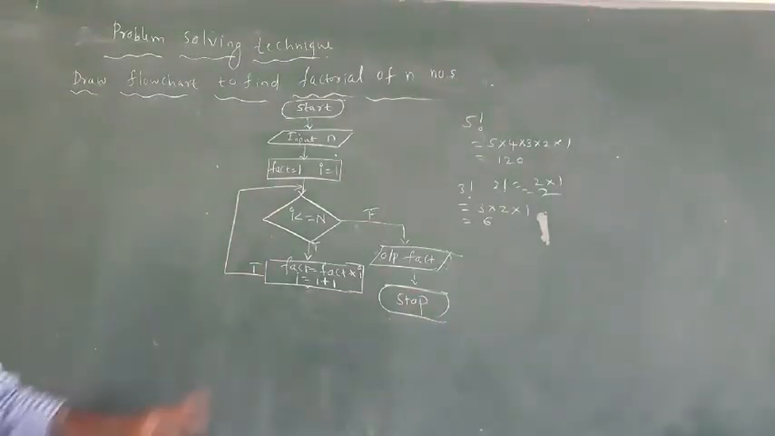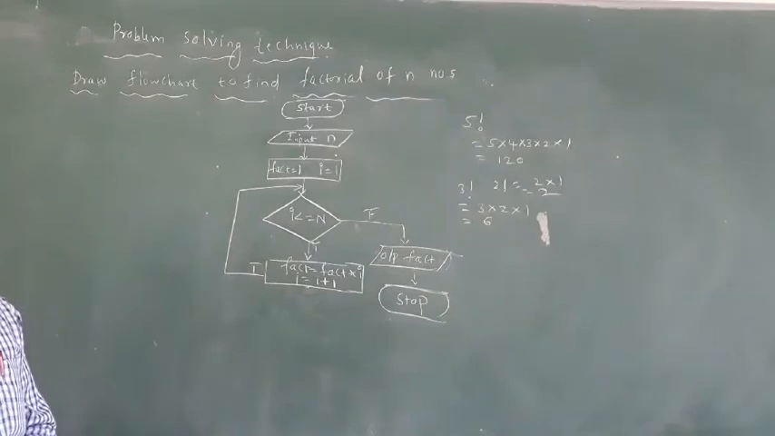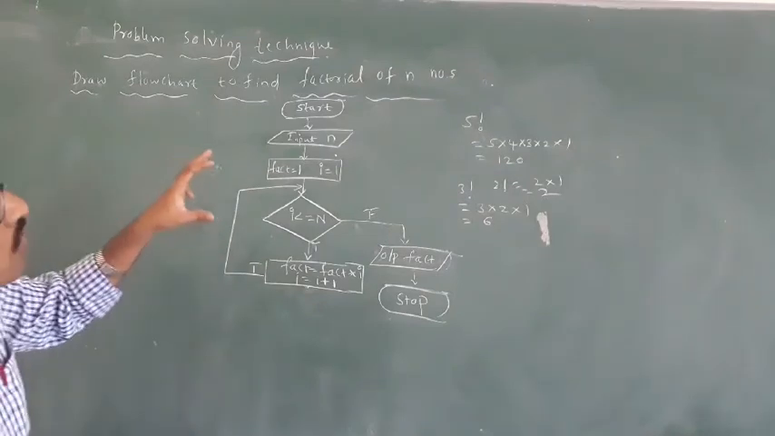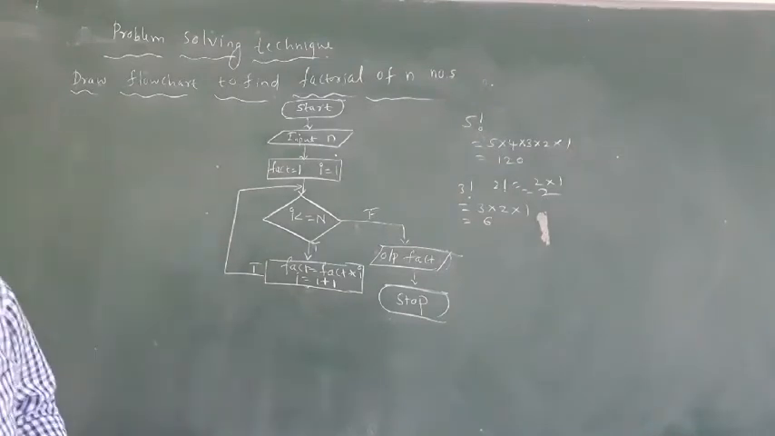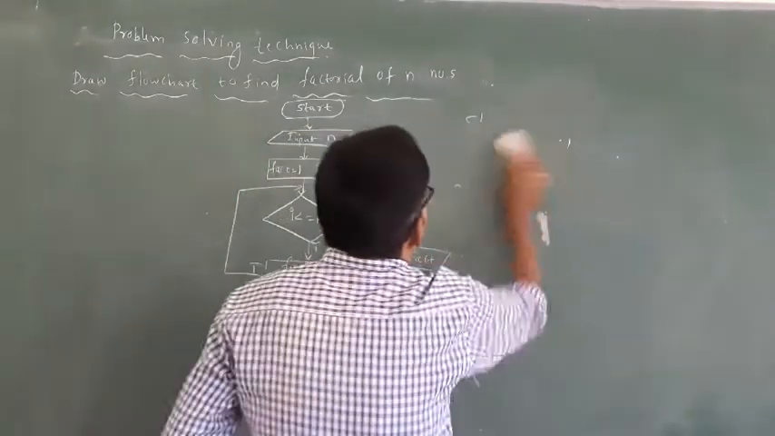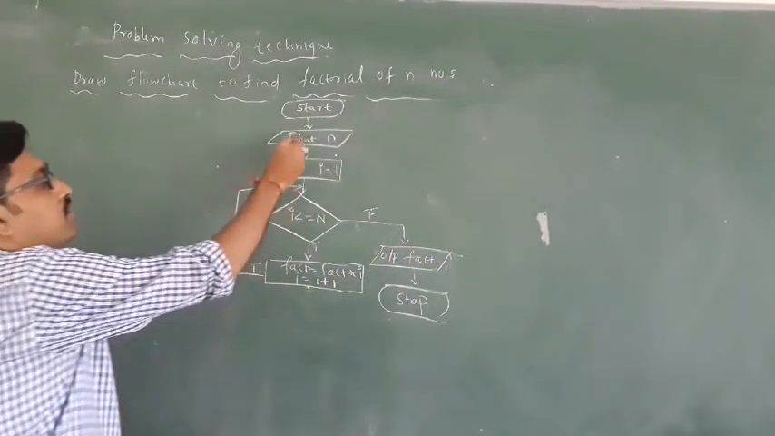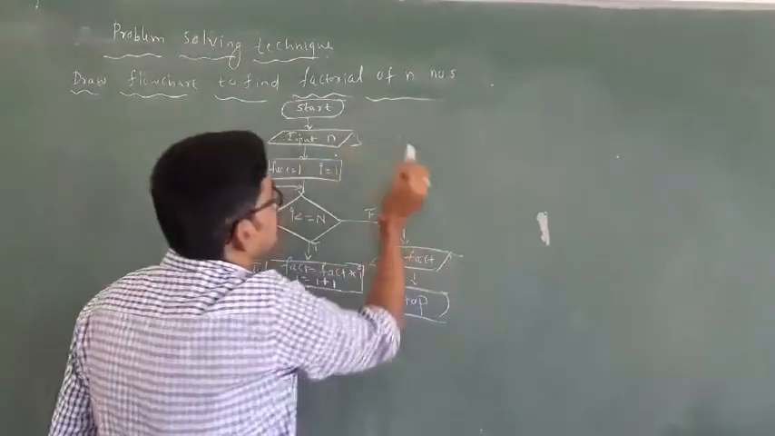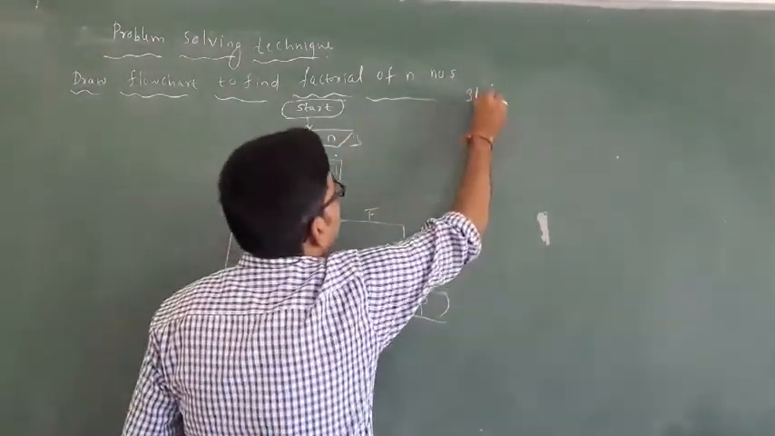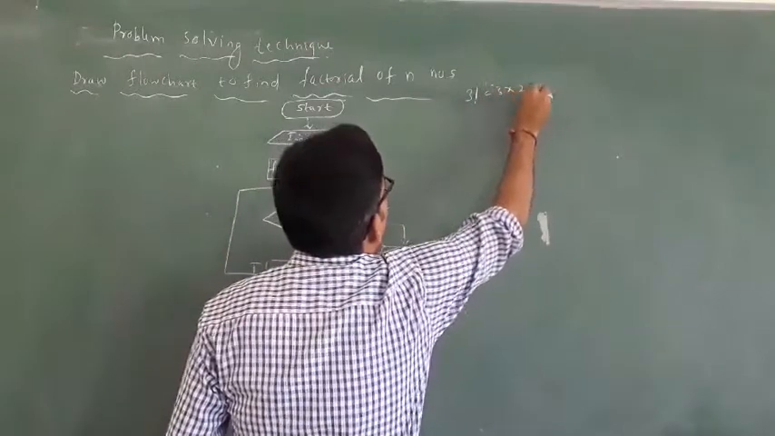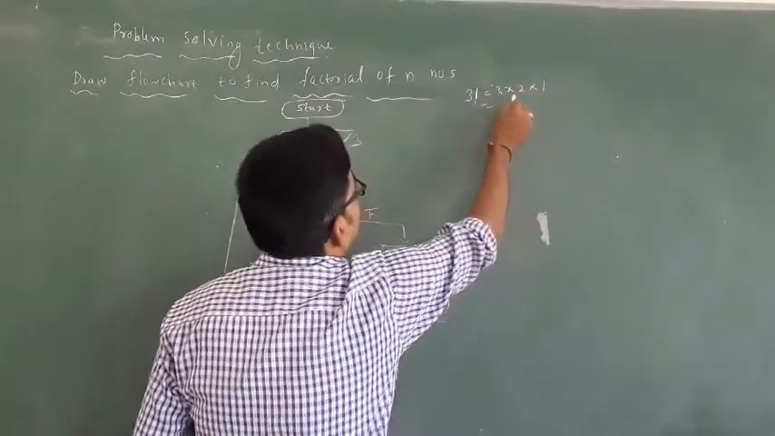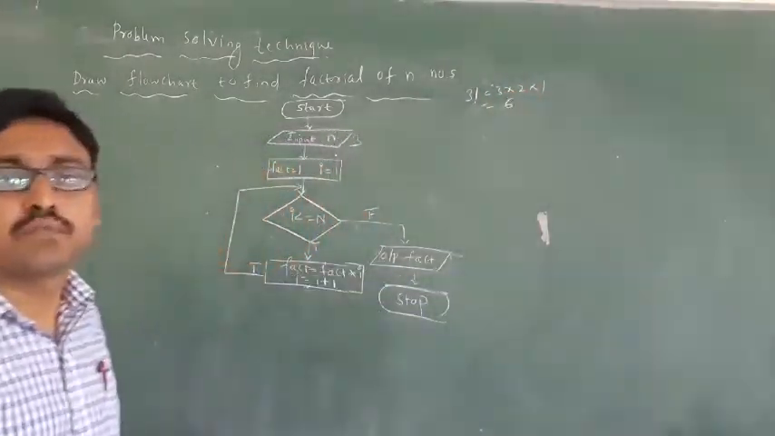See, this is very easy. How do you have to know this? For example, I am taking 3 as input, n means 3. What should 3 factorial be? 3 factorial means 3 into 2 into 1, so the answer should be 6.